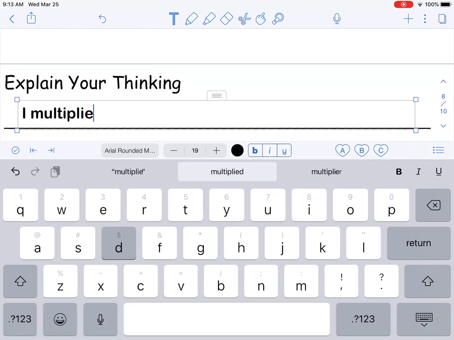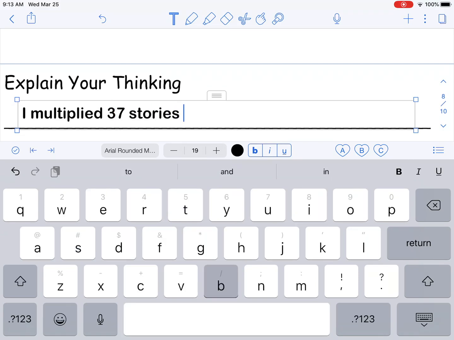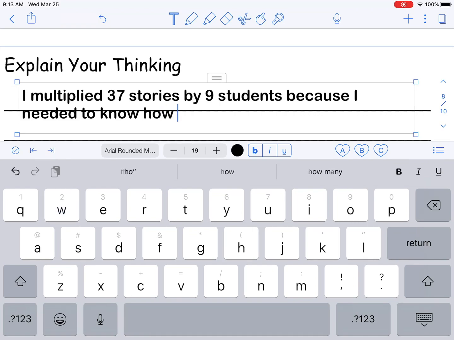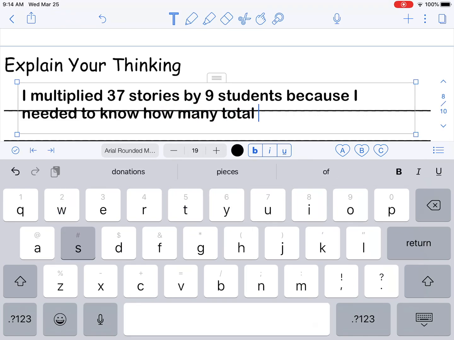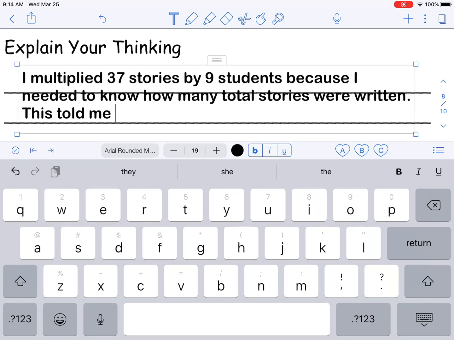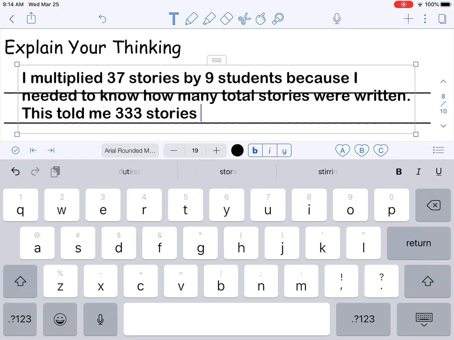And what did I do? I multiplied 37 stories by 9 students because I needed to know how many total stories were written. This told me 333 stories were written.